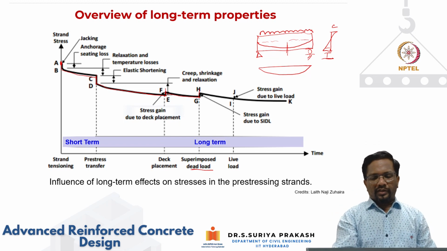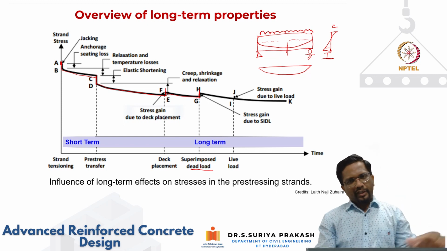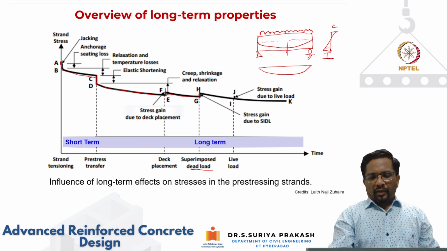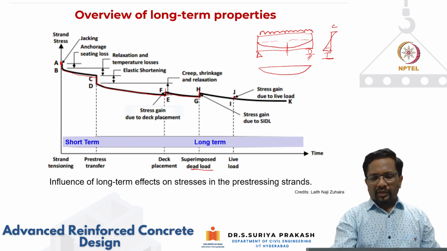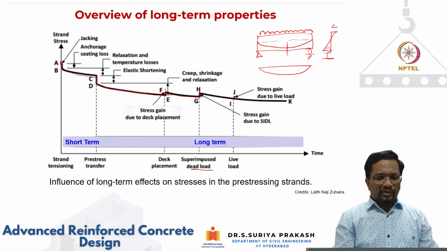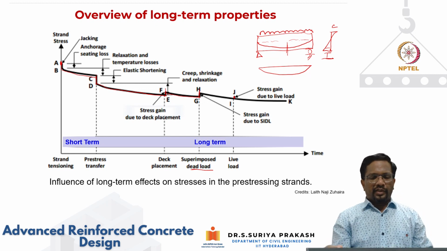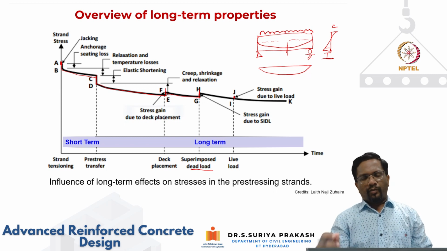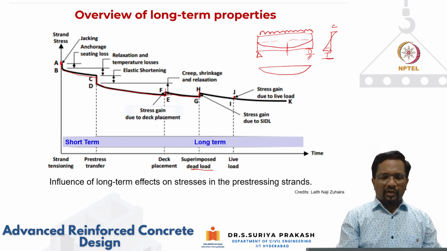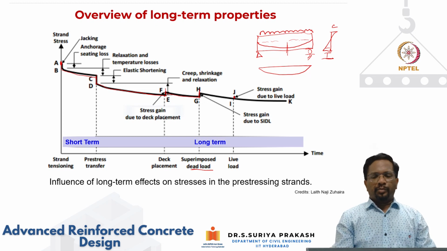And again, when additional superimposed dead load comes, the stress increases again. However, there is a gradual reduction happening because of creep, shrinkage, and relaxation. Now again, there may be a slight increase in your stress gain due to live load. Why we are talking about this is that we have to consider the effect of creep, shrinkage, and relaxation to accurately estimate the level of stress that you have in your pre-stressing cable. That is why it is important for us to understand the effect of creep, shrinkage, and relaxation, especially when you're dealing with a pre-stress system.